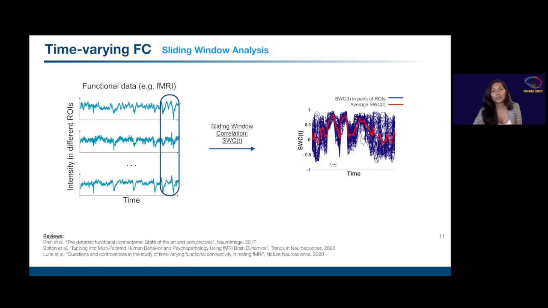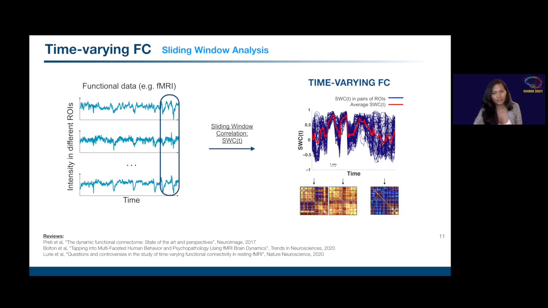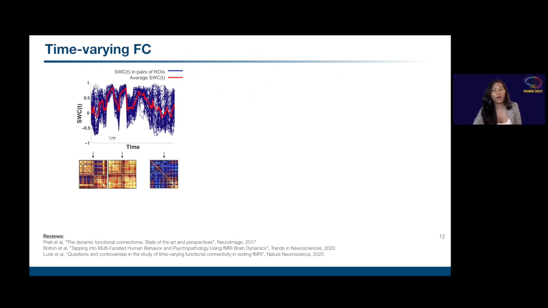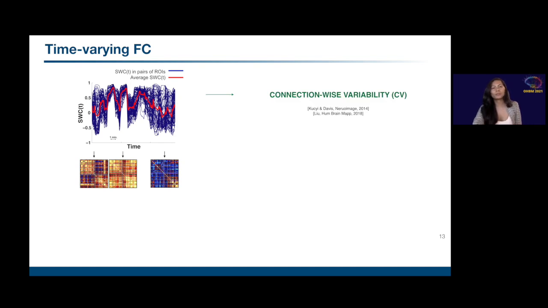And so if we do that across the whole brain, we obtain a set of functional connectivity matrices at each time window. So given this framework, we can then analyze further the temporal fluctuations of these interdependencies between regions of the brain. And to do that, we usually perform the so-called connection-wise variability, which is basically computed by taking the standard deviation of, for instance, the sliding window correlation across time. And another method is to look at the functional connectivity matrix as a set of graphs.